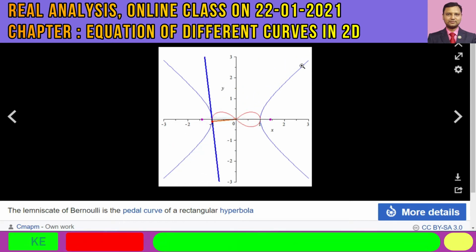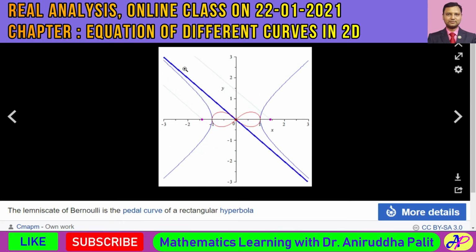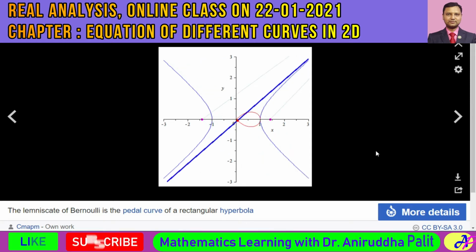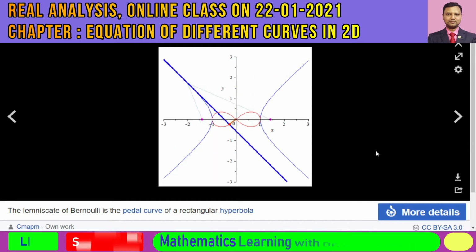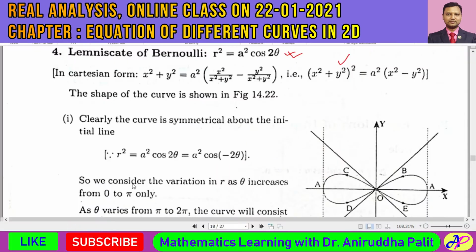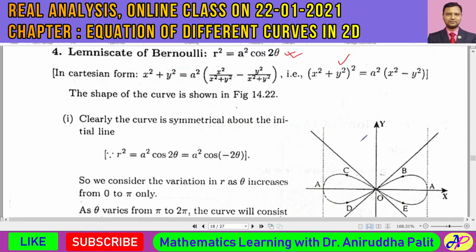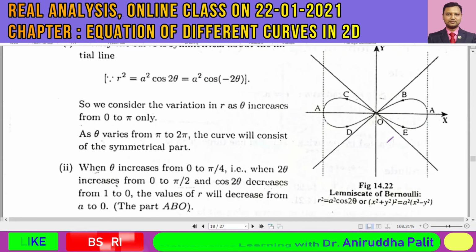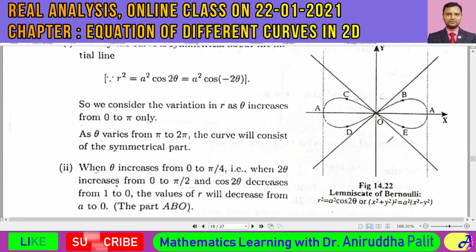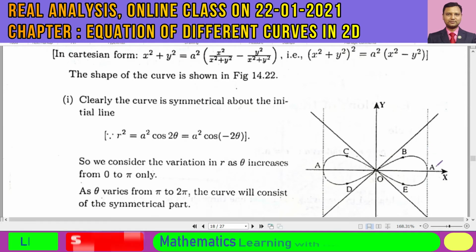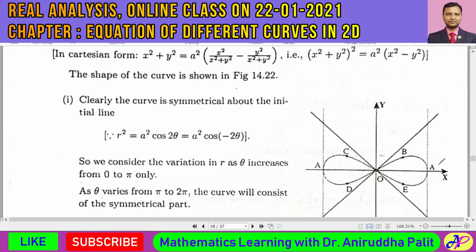And this blue curve is actually a hyperbola. Related to this hyperbola, we get a curve called the lemniscate of Bernoulli. What is the equation? This is the equation: r squared is equal to a squared cos of twice theta. In this fashion, we get the lemniscate of Bernoulli. And again, you see over here, it actually has two loops.